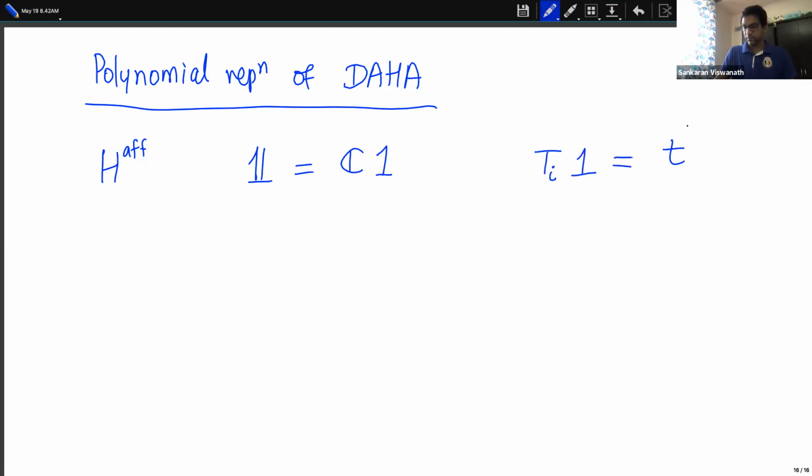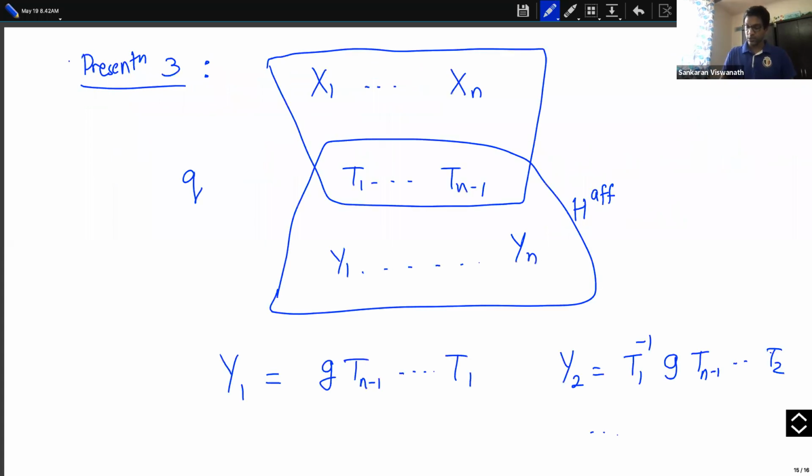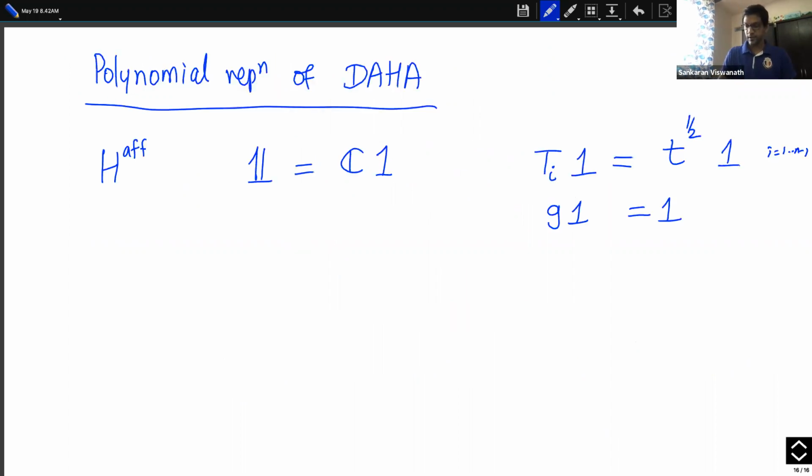So it's not trivial in the sense of groups, for example. It acts by the scalar t to the power half for i equals 1 to n minus 1, and the element g acts trivially. Okay, so this uniquely specifies how the affine Hecke algebra acts on the trivial representation. And since we know explicitly what the y's are, so what are the y's? It's g followed by some number of t's and preceded by some number of t inverses. So it's easy to figure out how the y's act on 1.